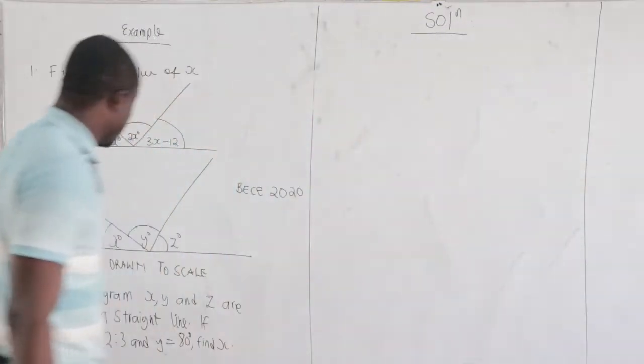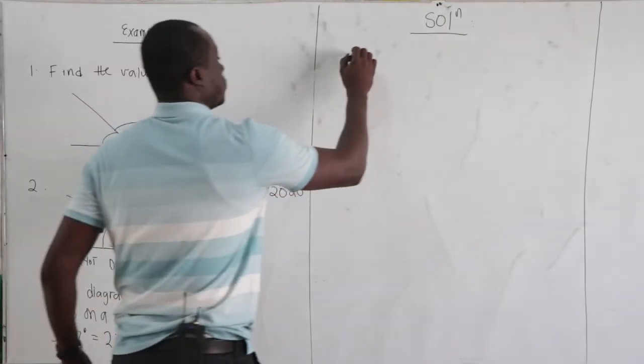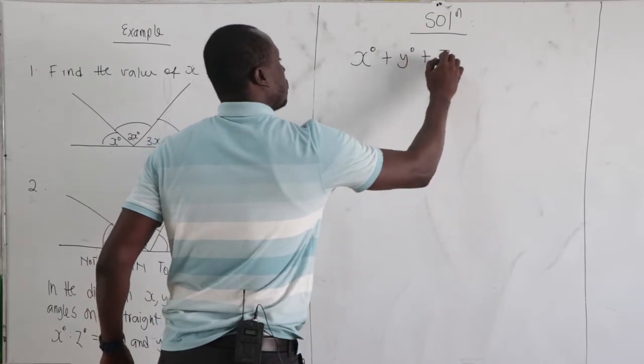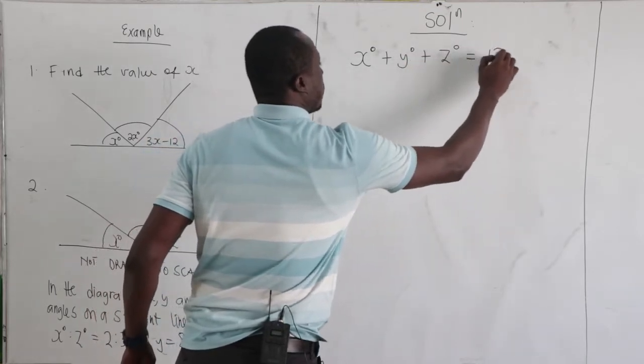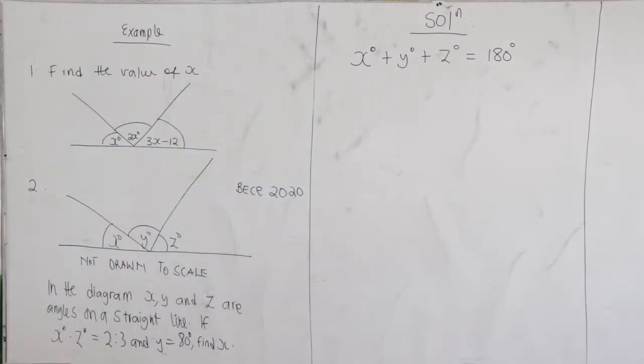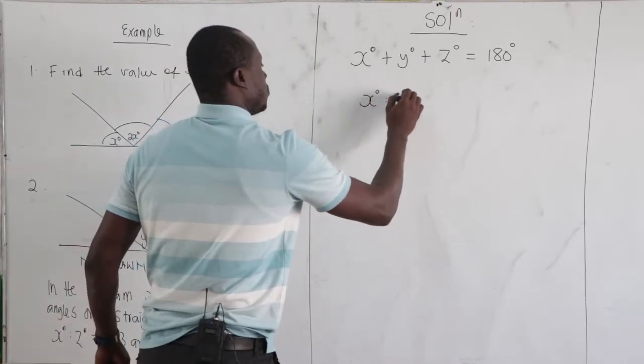Now what do we know? The sum of angles on a straight line at a point is equal to 180 degrees. So basically x degrees plus y degrees plus z degrees is equal to 180 degrees. Now what were we given? We are being told that x degrees is to z degrees.